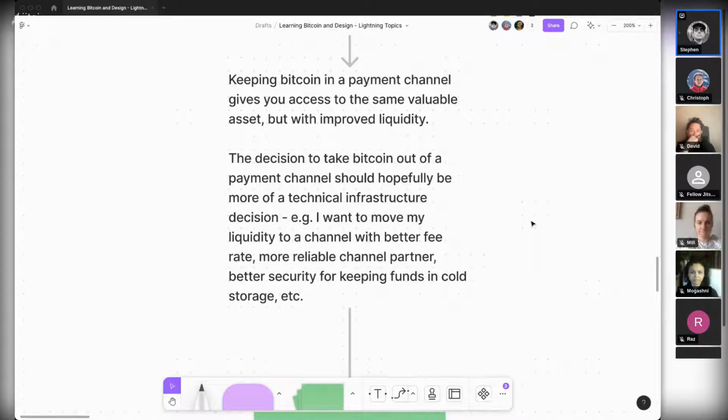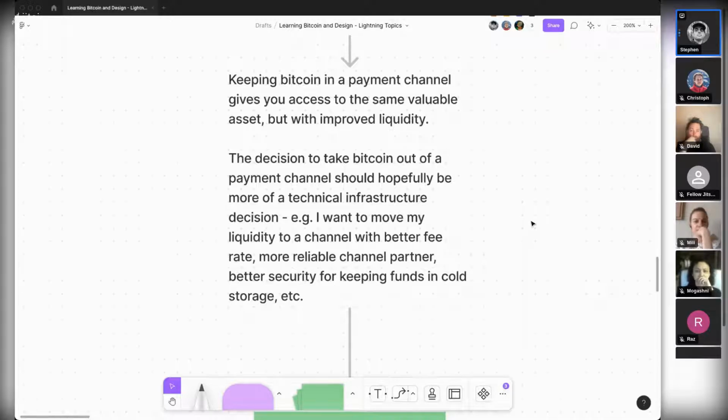So, that was a long-winded way of building up to answering the question, but I thought it was important to understand that the decision to take Bitcoin out of a payment channel, I see as more of a technical infrastructure decision. So it's like, oh, this channel partner is unreliable. Their node keeps going offline. So I want to close out the channel and start a new one with somebody I can trust better, or that I can rely on better.